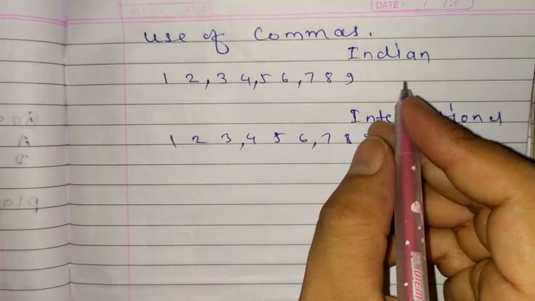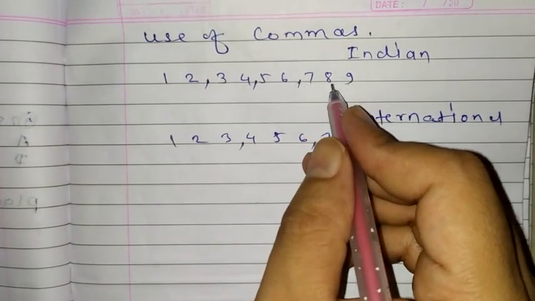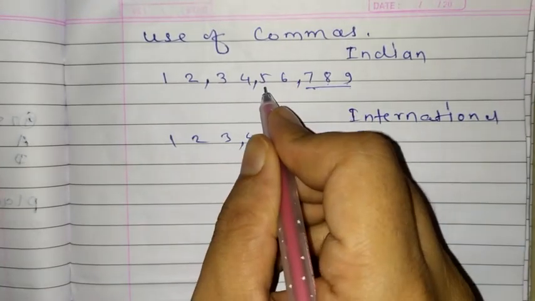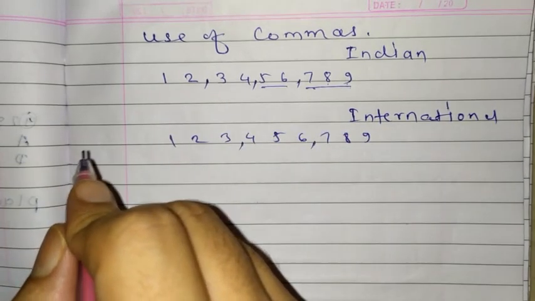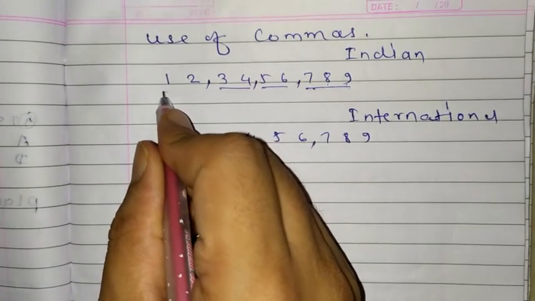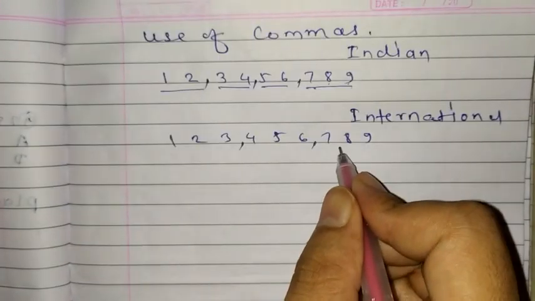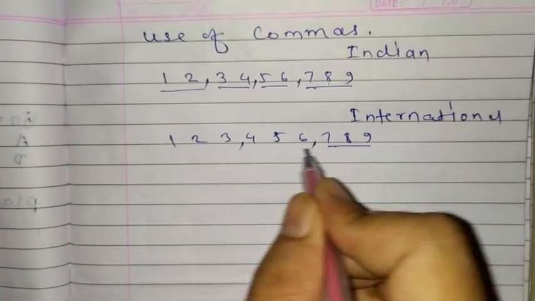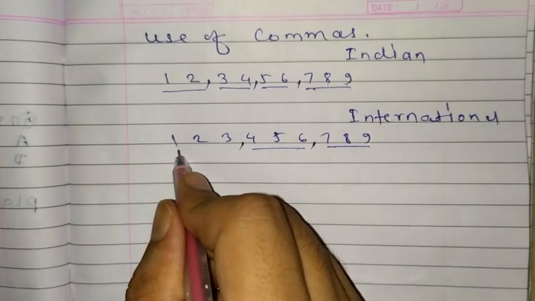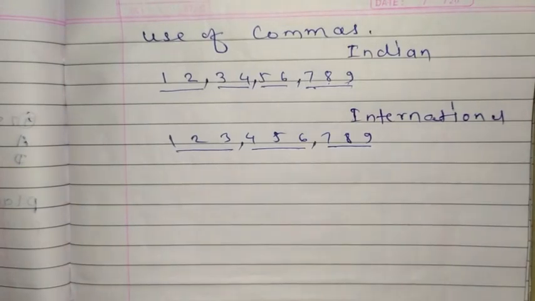Got it? Why is it like that? In the Indian place value system, the first 3 are ones, tens, 100. So this is one bunch. Then after 100, 1000, 10,000. So this is the second bunch. Then lakh, 10 lakh, next bunch. And crore, 10 crore. So that's why it is in pairs like that. In international, 1, tens, 100, you know. Then after 100, 1000, 10,000, 100,000, million, 10 million, 100 million. So that's why it is in bunches of 3. So this is our comma system.